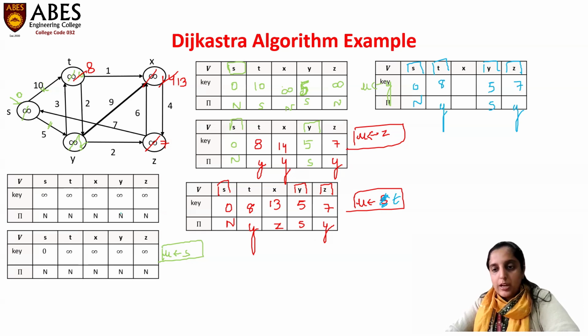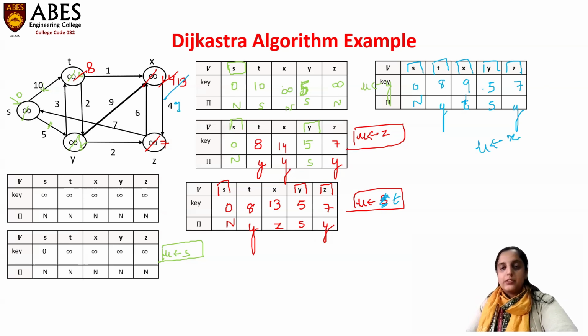Let's update this particular value, so this will become 9, and here also we'll do the same updations. This will become 9 and the parent will be T. Then after this we're going to extract X, but there are no other options left to visit, so we'll mark it, the heap will be empty, and we'll terminate the while loop and come out of that loop.